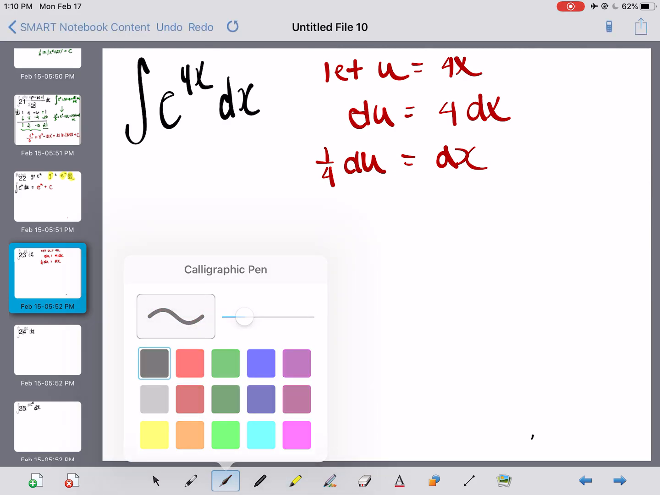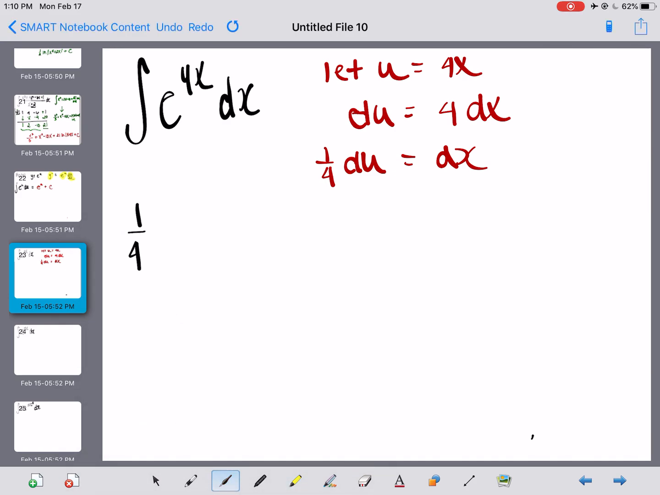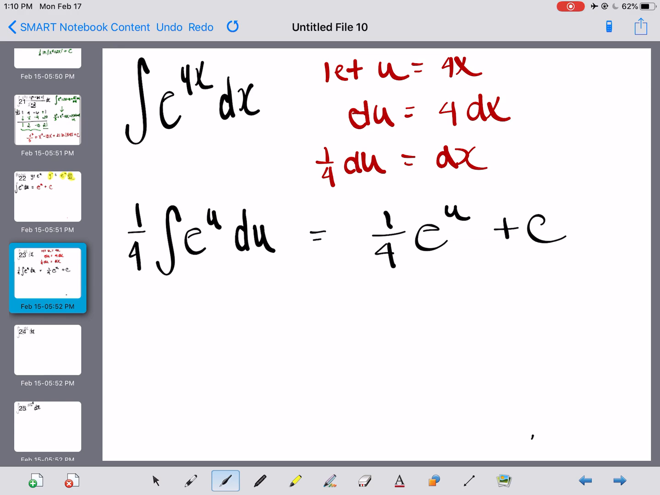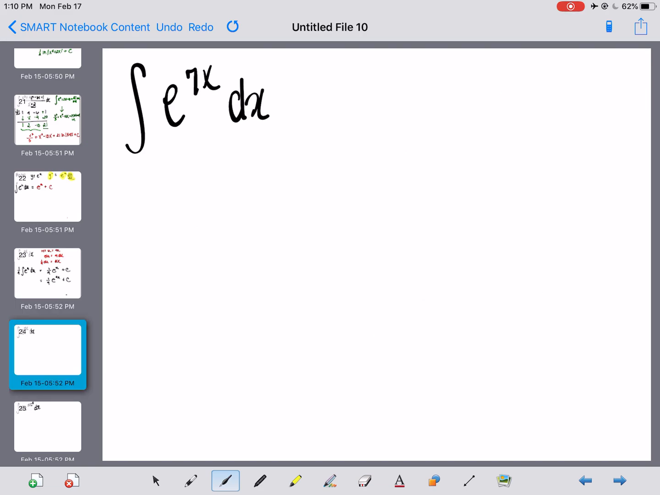When I rewrite the integral, it is 1/4 the integral of e to the u du. We know how to integrate e to the u. That will give you e to the u itself. And don't forget the plus c. Plug back in what u equals, and you are done. Pause the video and try that again.